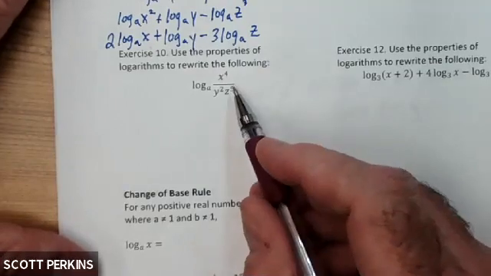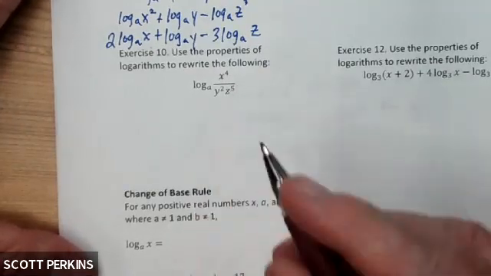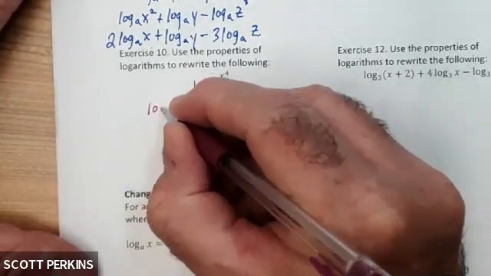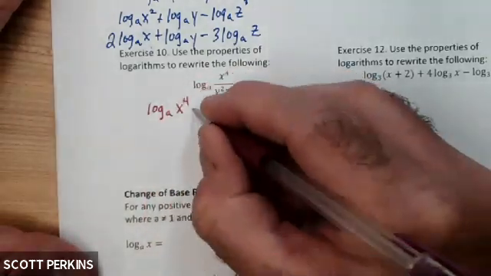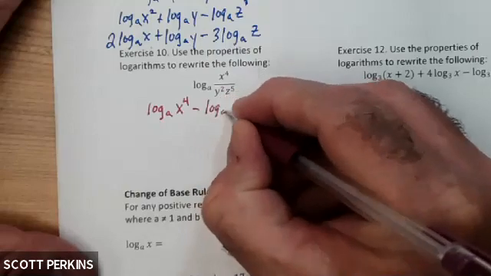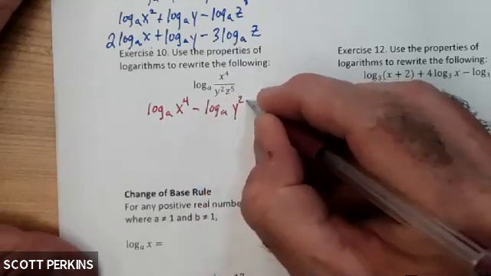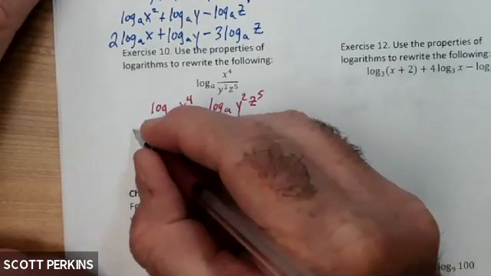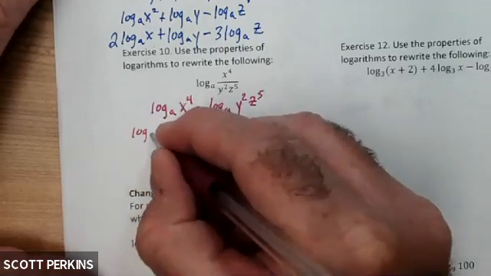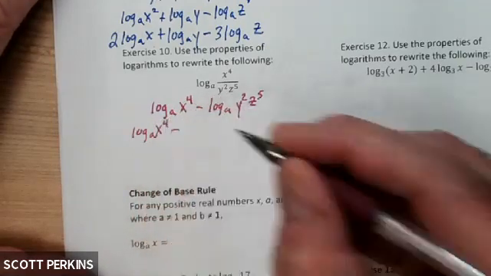The first thing is I notice I've got this quotient, so I'm going to take care of that. So I've got the log base a of the numerator, which is x to the fourth, minus the log base a of the denominator, which is y squared z to the fifth. So far, so good. Anybody got a question, comment, concern? Okay. I'm not going to worry about the powers just yet. I always do the powers last when I'm going in this direction. So I'm just going to leave that log base a of x to the fourth alone for a moment, minus.